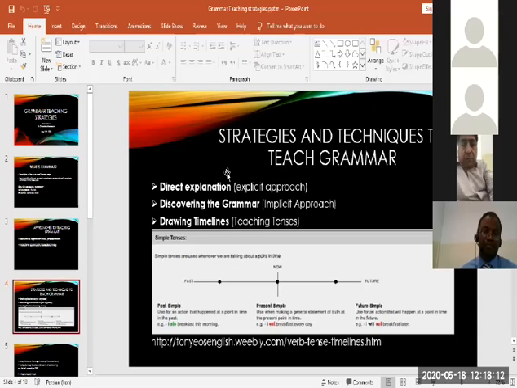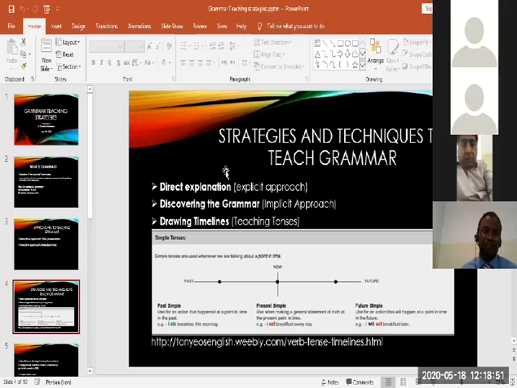Another strategy is drawing timelines, and you have an illustration of a timeline here. It is also a useful strategy, especially when you are referring to different aspects of time. The most basic form of a timeline is a horizontal line with a point in the middle indicating now or the present time. On the left-hand side, we have the past time. On the right-hand side, we have the future time.